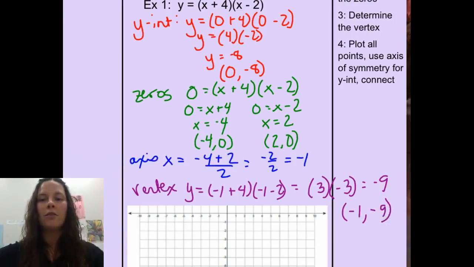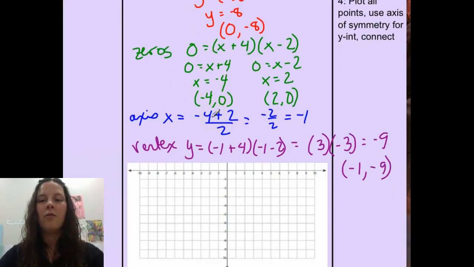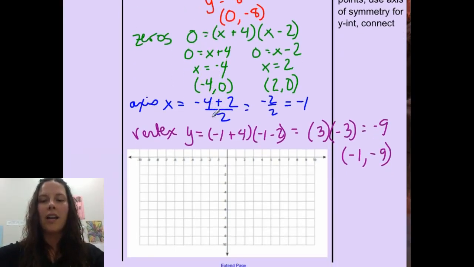Once we have all of those ordered pairs, we simply put them together on the graph. So I'll start with my y-intercept, 0, -8. I had two x-intercepts, -4, 0, and +2, 0. And then I had a vertex of -1, -9.